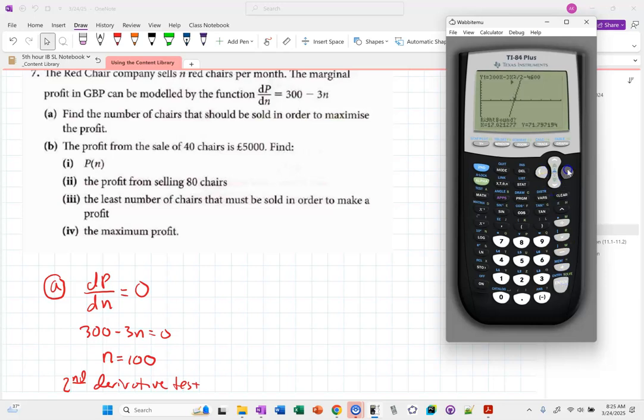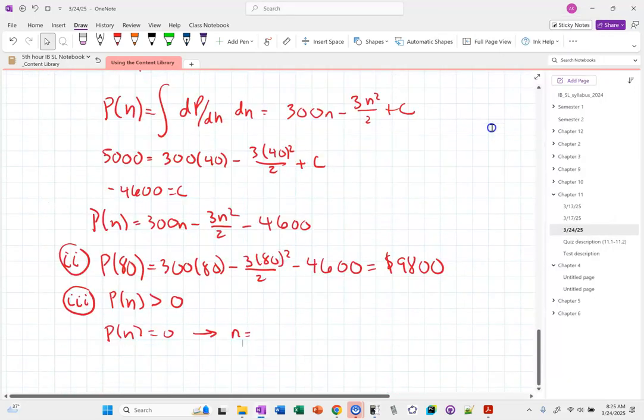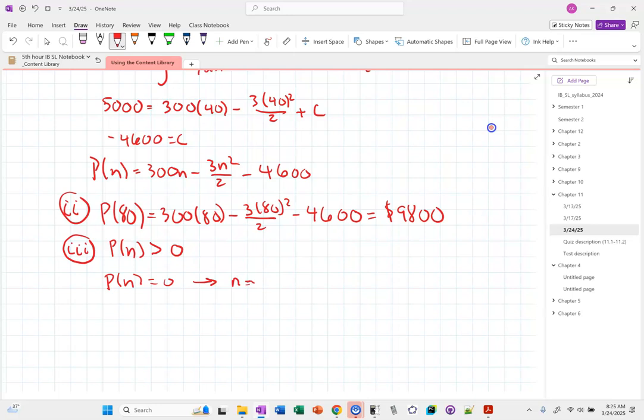So left bound, right bound, guess. So 16.7, but we're talking about chairs. Can I sell 0.7 of a chair? Nope. So what should I round that to? Should I round down to 16 or up to 17? Up. Because if I sell less than 16.7, I'll be negative. Won't be making a profit. If I round up, it'll be above, so it will be profit.